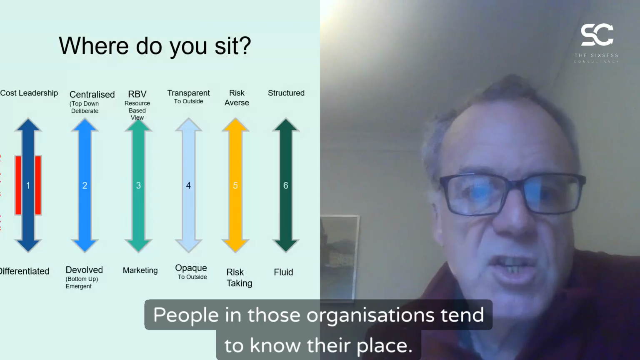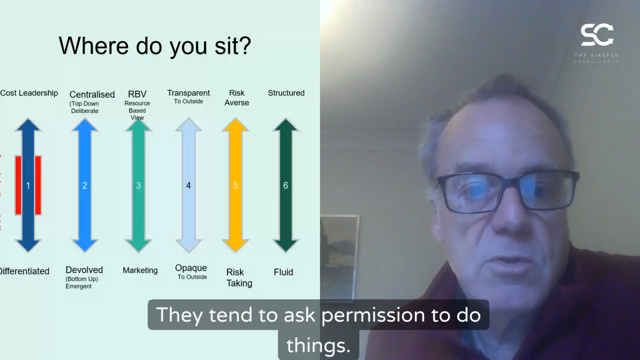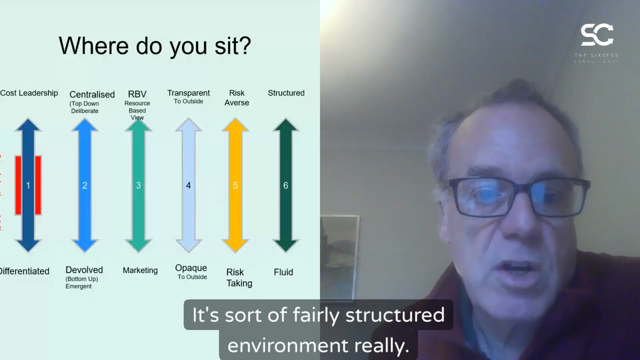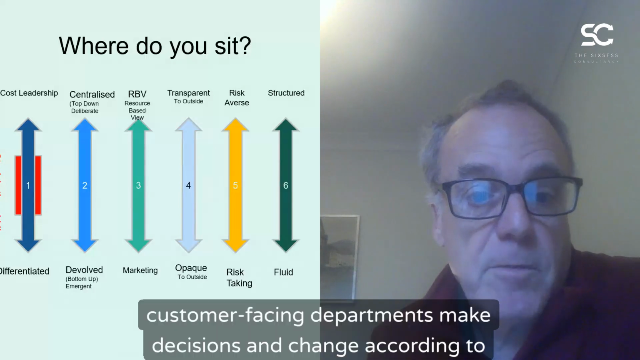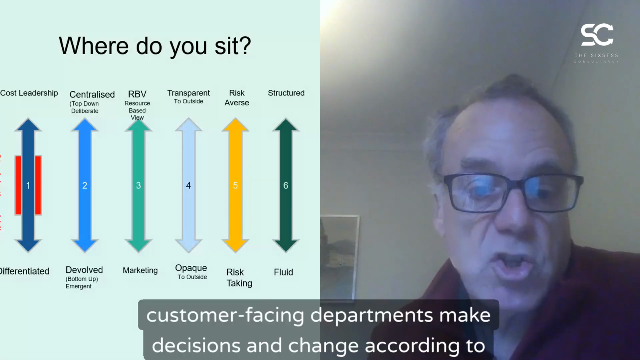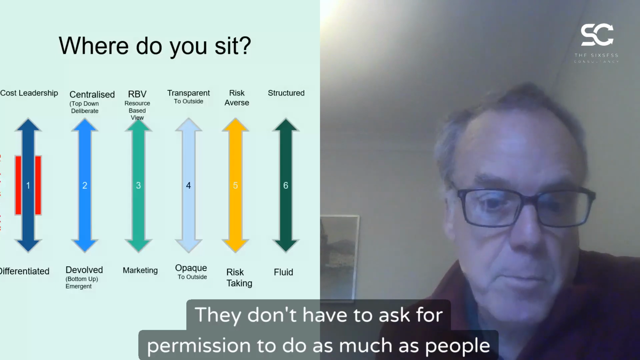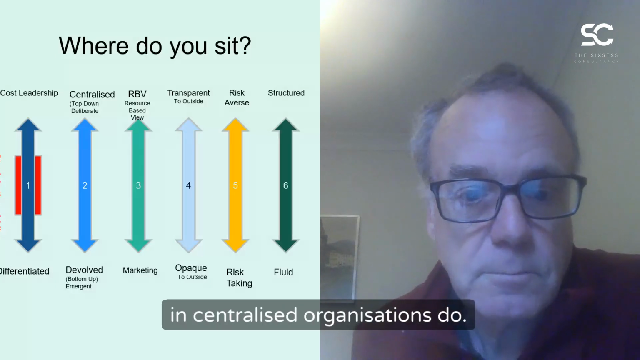People in those organizations tend to know their place. They tend to ask for permission to do things. It's a fairly structured environment, really. Devolved, bottom up. Customer-facing departments make decisions and change according to what they see in the marketplace. They don't have to ask for permission to do as much as people in centralized organizations do.